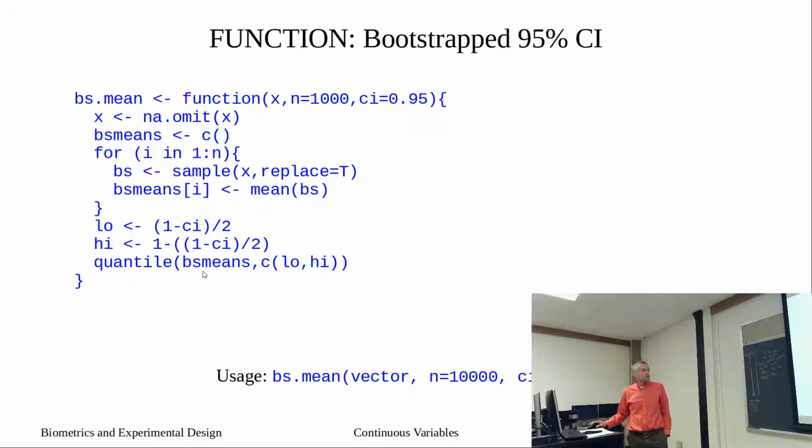All right? So the usage then is something like this, where bs.mean of our data vector, if it's in a data frame, don't forget to use data$ and then the variable name. Typically, you're going to run at least 10,000 replicates, so n equals 10,000. And typically, our confidence interval is 0.95, so a 95% confidence interval. But again, I've written it so that you can run at 99, you can run at 98, you can run at 90%. You can do a 5% confidence interval if you wanted, and it'll turn out properly.